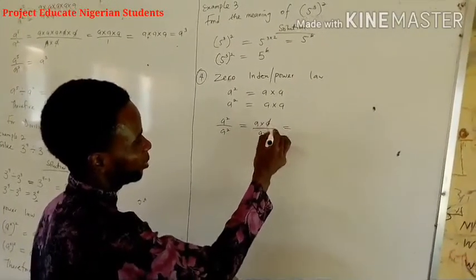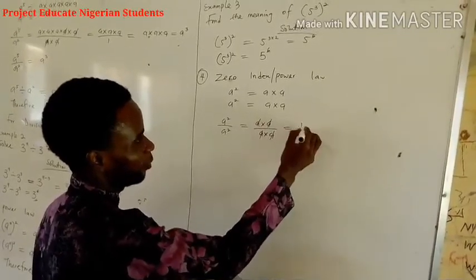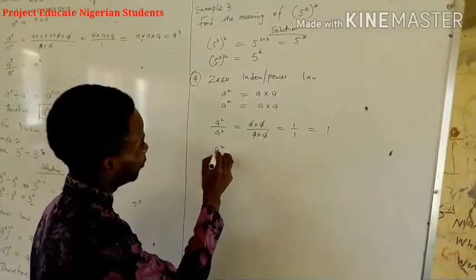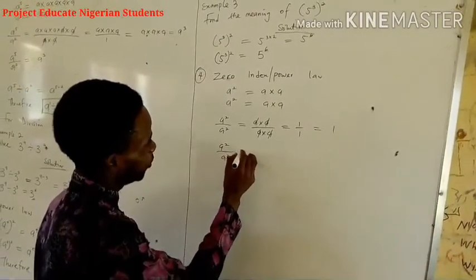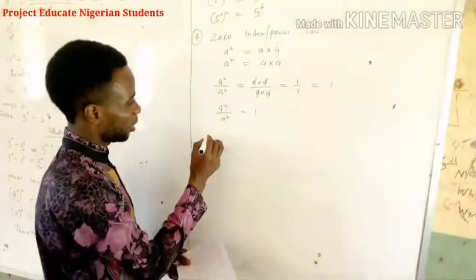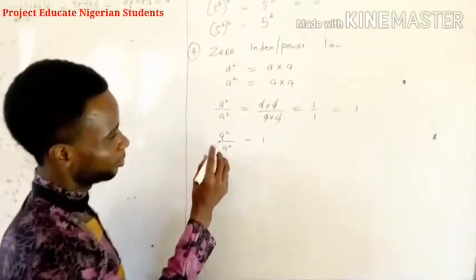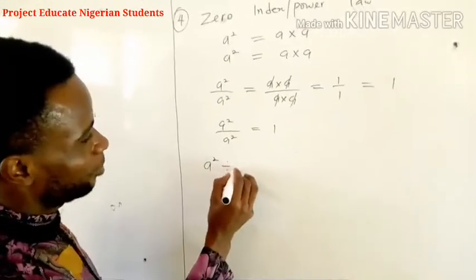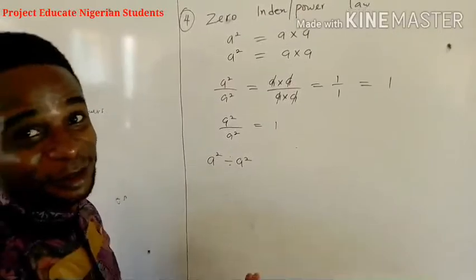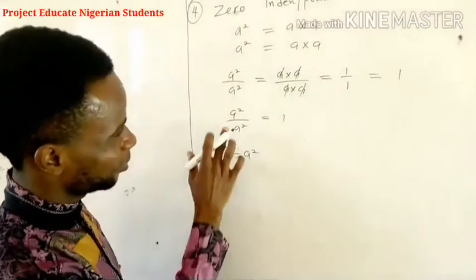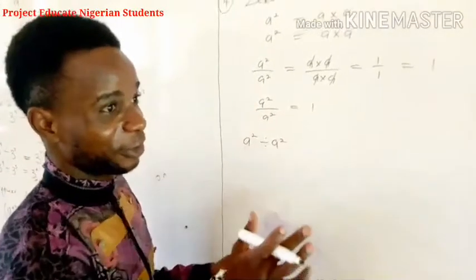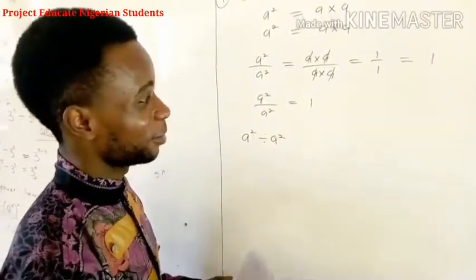So this will cancel this, will cancel this. You are left with 1 all over 1. So this is same thing as 1, right? So it means a raised power 2 divided by a raised power 2 equals 1. Now let's take it this way around. If I have a raised power 2 divided by a raised power 2, this statement and this statement are the same thing. No difference, just that the pattern in which I represent the division sign is different. They are saying the same thing.